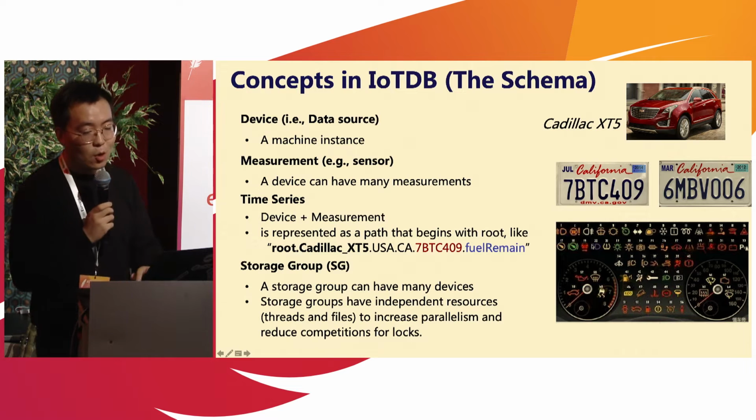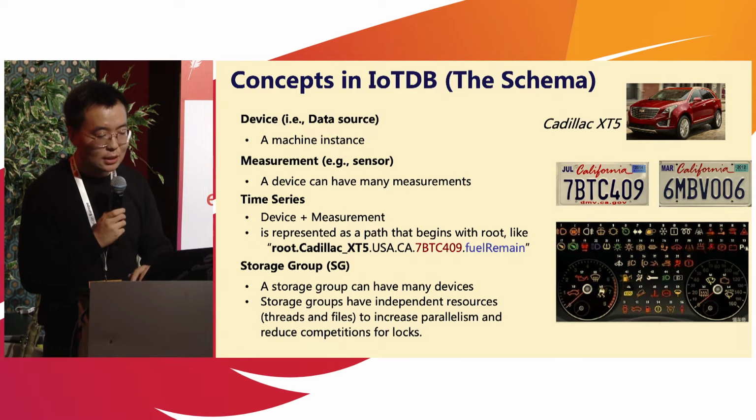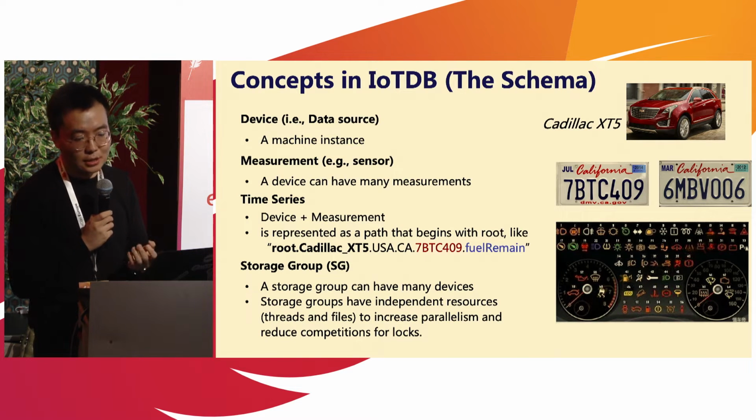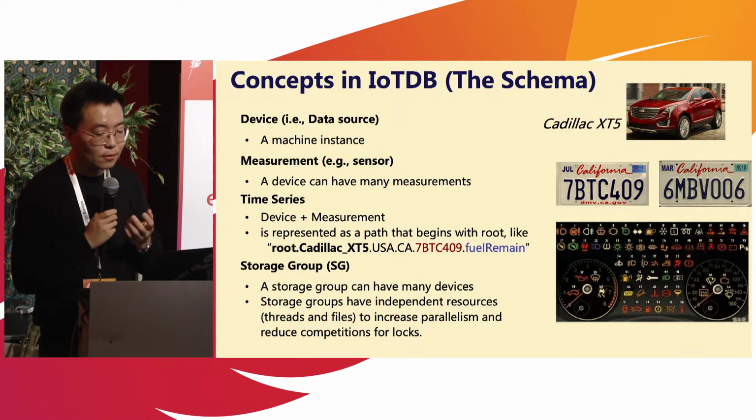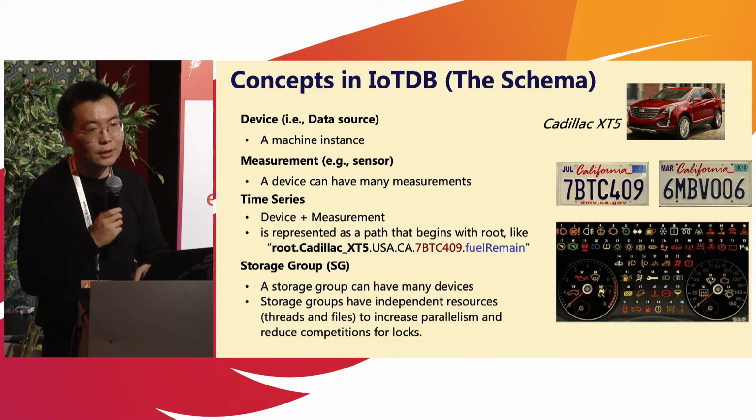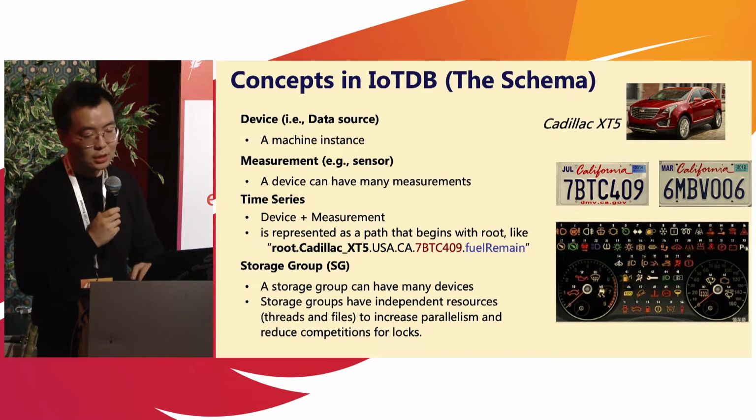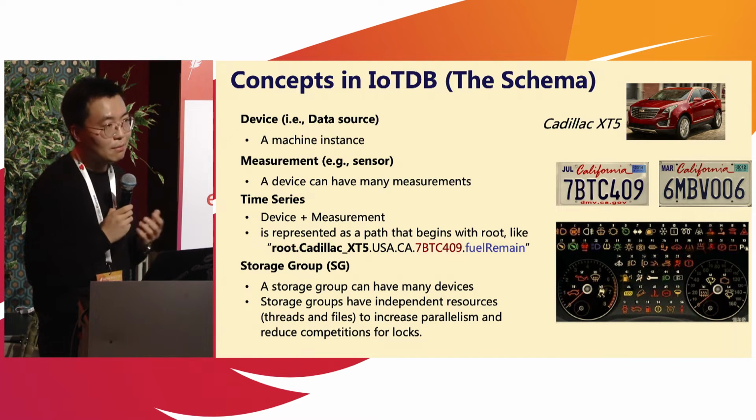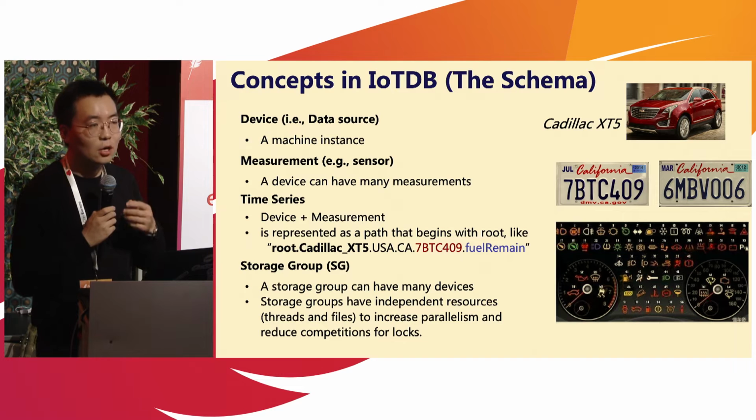IoTDB's schema is quite different from other systems. There are 3 concepts: device, measurement, and time series. A device is a machine instance. For example, my car, your car, my iPhone, your iPhone, and so on. Using vehicle management as an example, we can use the country, the state, and the plate number to represent a vehicle.